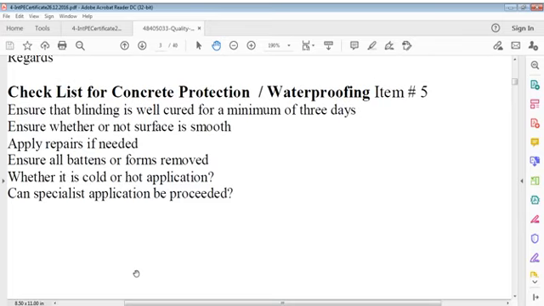Waterproofing here is something we can say, in fact, it is not waterproofing. The term itself is confusing. It's not exactly waterproofing, but it's protection to concrete surface.